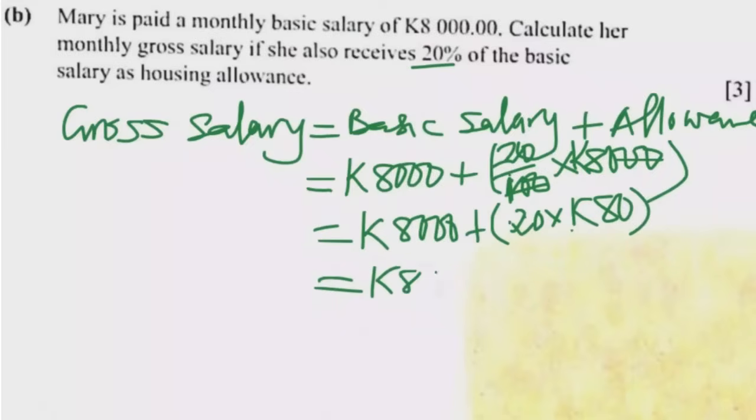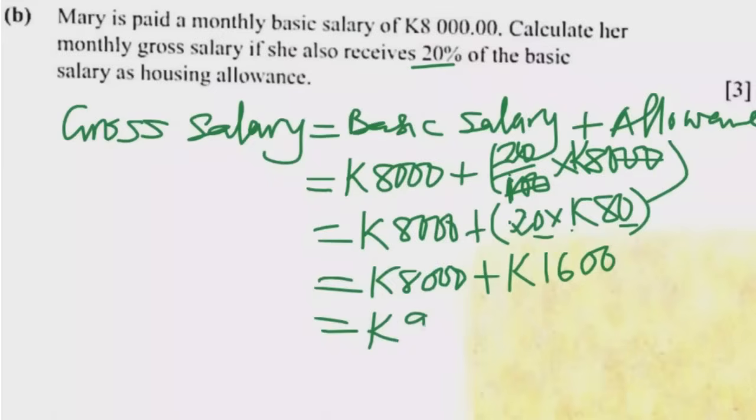The basic salary, we will continue writing it as it appears until we find the value of the allowance. So we ignore the zeros, then we multiply 2 times 8, which gives us 16. So let me put the kwacha sign, then we say 16. Then we ignored the 2 zeros from 20 and from 80, so we remember them and we add them to the product, so it becomes 1600. Then we just find the sum of 8000 and 1600, which is 9600 as the value. Okay, so basically this is how we go about it.